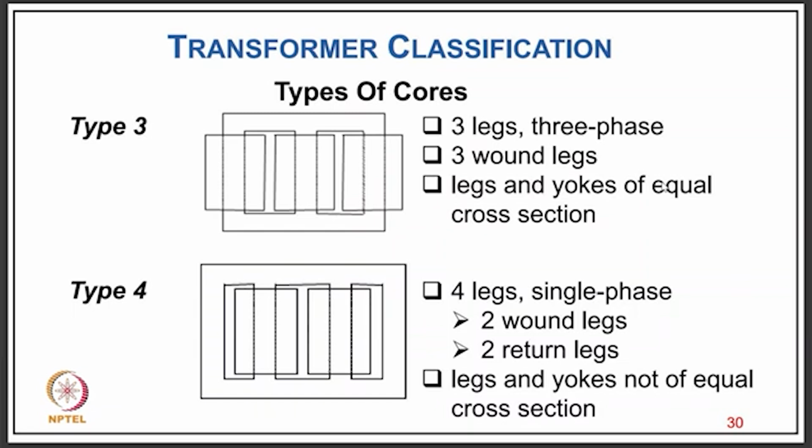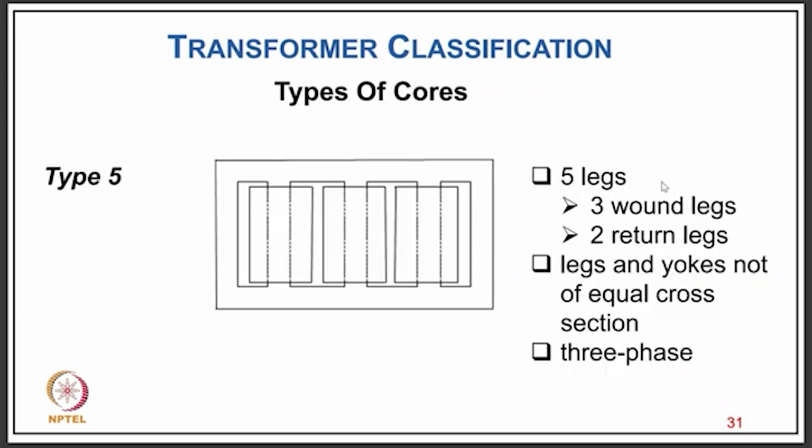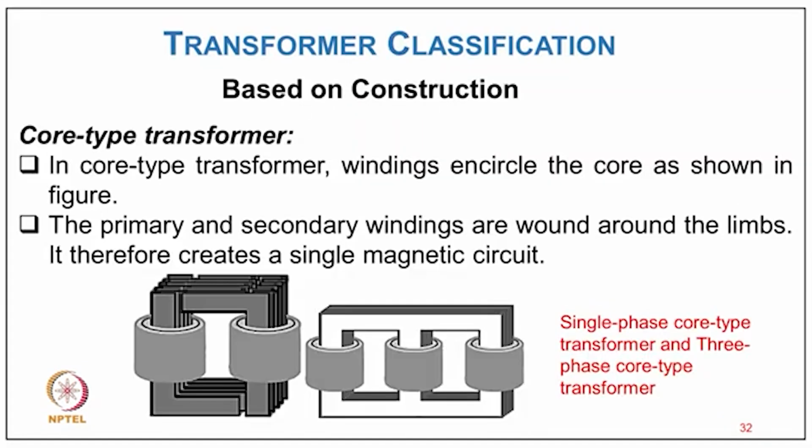These cross sections of course have relative merits and demerits, and they are used in different applications with different objectives and purposes. So this is typically a 3 phase shell type of transformer, as you can see here with the 5 legs, but the 3 windings are put on the 3 central limbs.